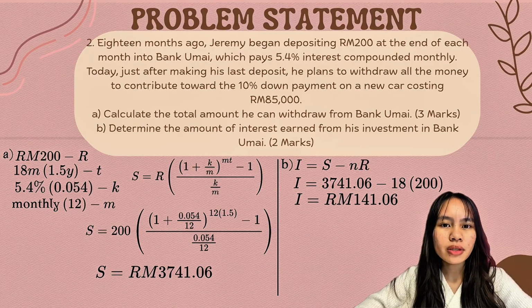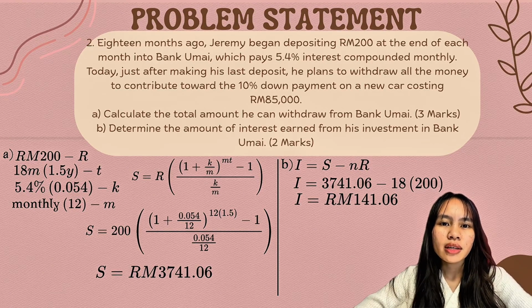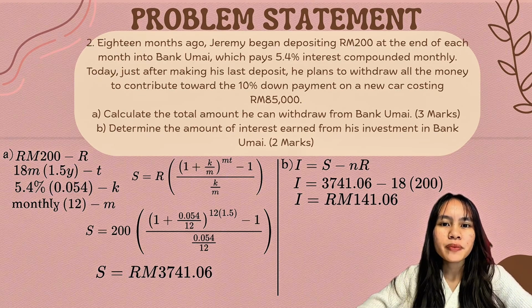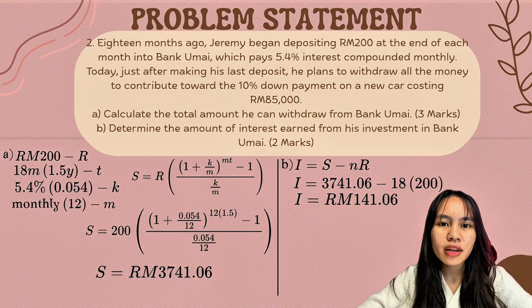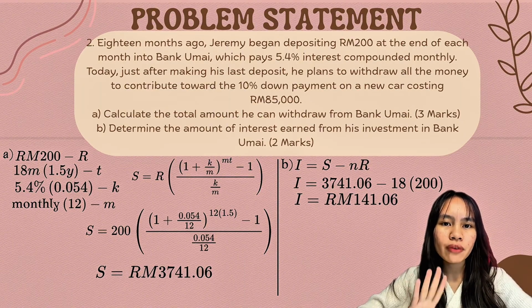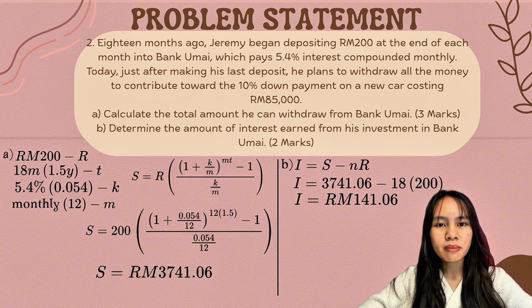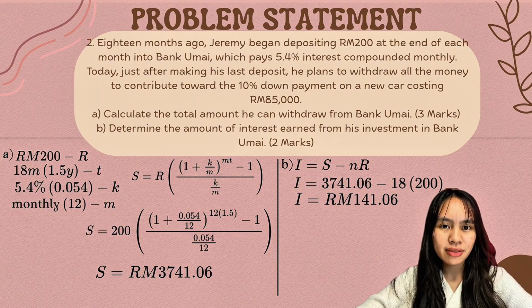So, to find the total amount that he can withdraw, we are going to use the future value formula. First thing first, all we have to do is take the information given in the question and put it into the formula. But don't get confused, because for the term, we already substituted the 18 months into 1.5, which is 1 year and 5 months. Once the values are substituted, you just follow the steps to calculate the amount. Therefore, the total amount that Jeremy can withdraw is 3,741 ringgit and 6 cents.